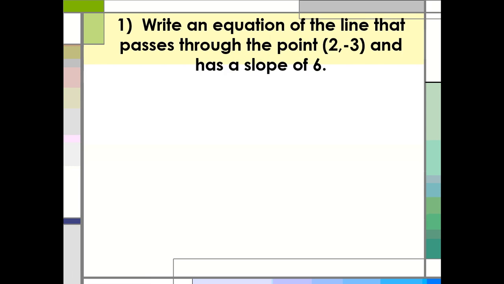So write an equation of the line that passes through the point (2, -3) and has a slope of 6. In this problem, we know what m is, but we don't know what that b value is. The way that we can figure out the b value is we can use the equation for point-slope form, which you learned in algebra. Just to refresh your memory, point-slope form is y minus y1 equal to m times x minus x1.